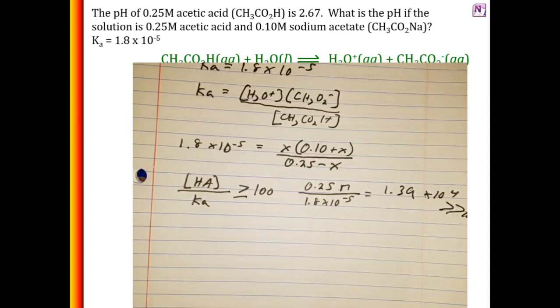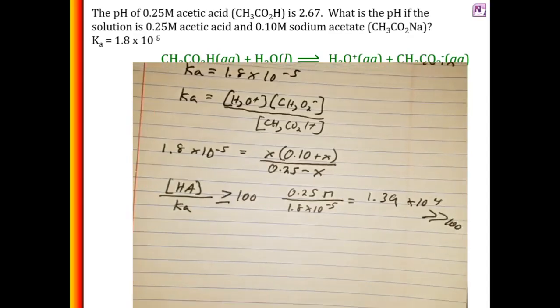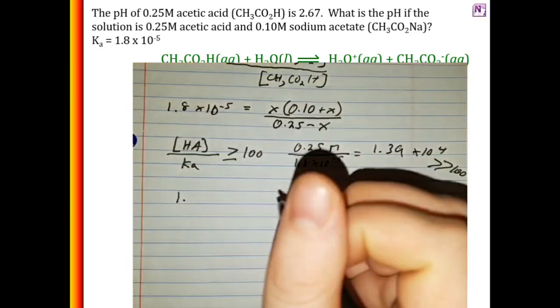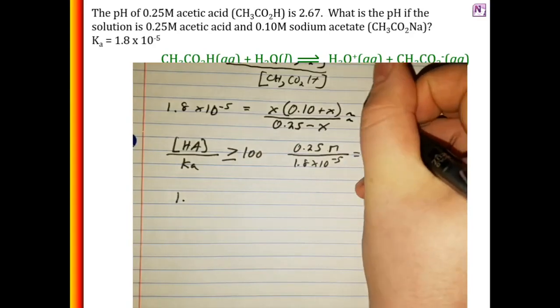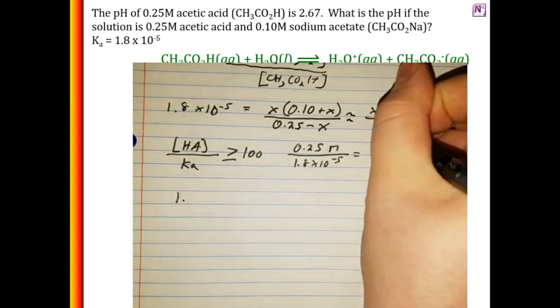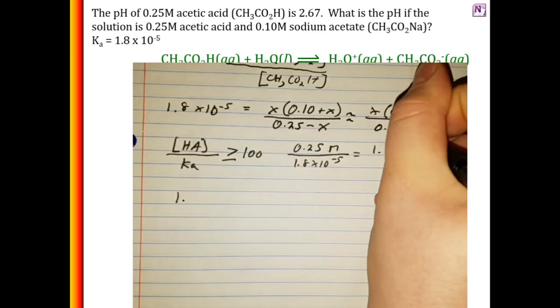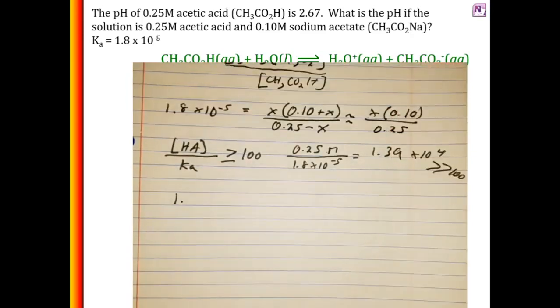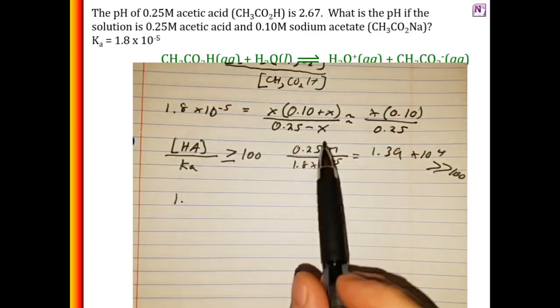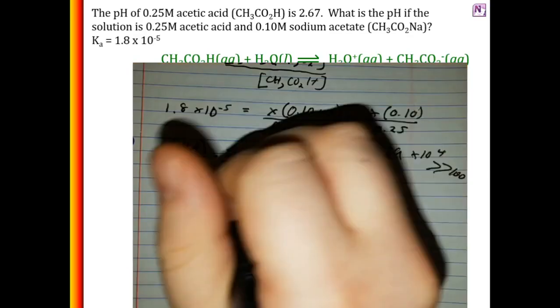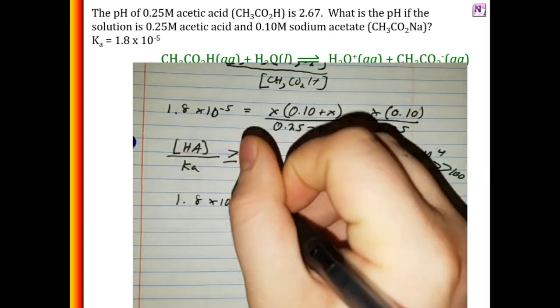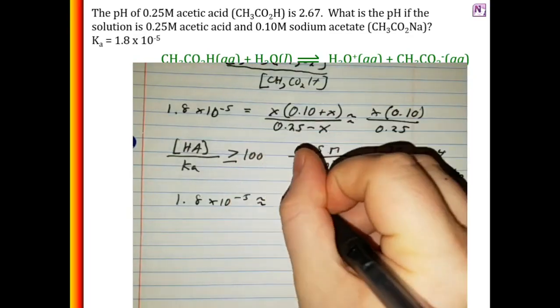So we can rewrite this, and I'm just going to jump down. Remember that what we're saying here is we can write x times 0.10 over 0.25. So I'll rewrite that down below. We're basically forgetting about the plus x and the minus x, since our Ka is small enough. So here we're saying 1.8 times 10 to the minus 5 is approximately equal to x times 0.1 over 0.25.